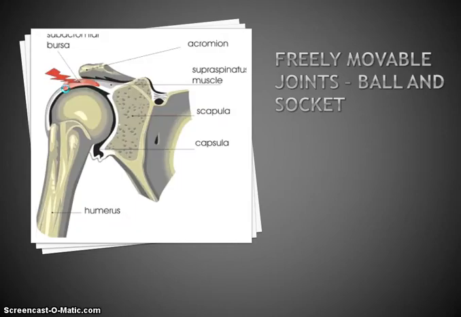The last type is the freely movable joints. This is actually the most common joints, and this is where the bones are separated by a joint cavity, and they do get held together by ligaments. This first example is called the ball and socket. We find this in the shoulder and the hip, and you have a great range of motion. You can make a circle with your shoulder or your hip, so there's a nice range of motion.